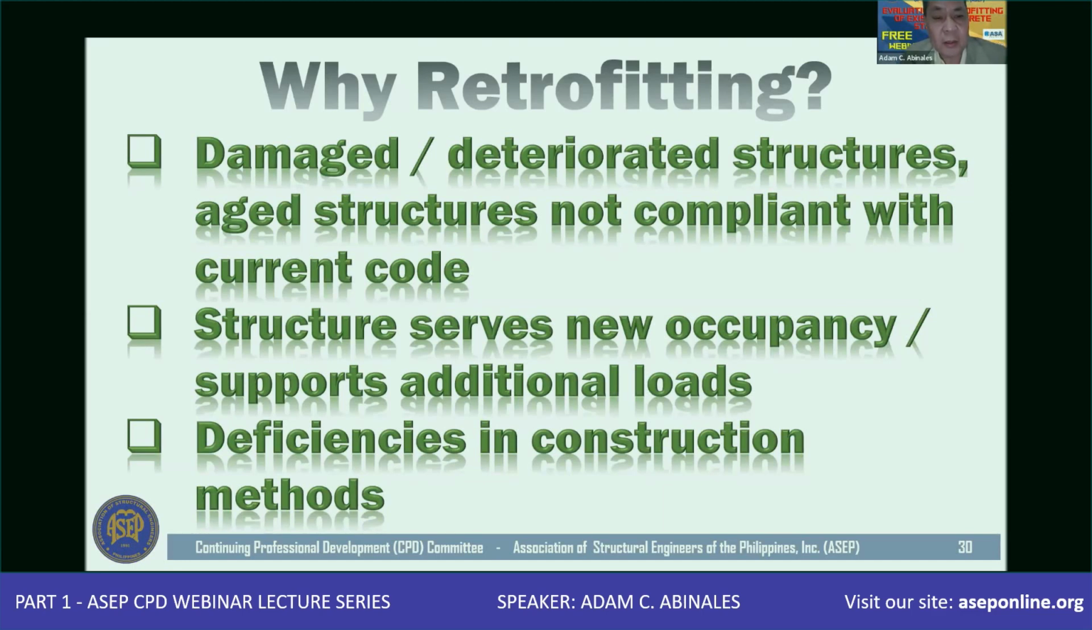Or your structure has some known deficiencies during the construction. I would like to note that this really happens because we have experienced some projects wherein we see newly constructed buildings which have deficiencies while these buildings are being constructed. So obviously you will have to do some retrofitting.